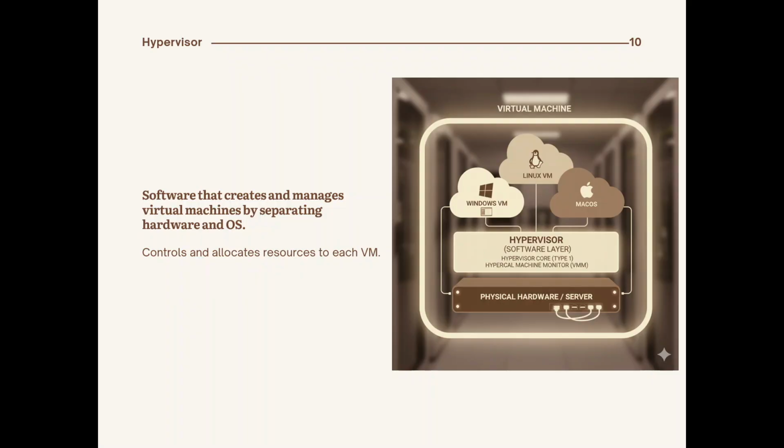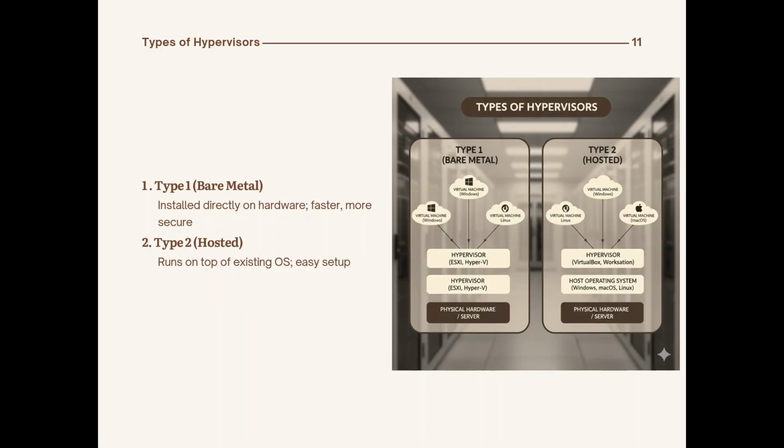A hypervisor is a special piece of software that manages virtual machines. It separates the hardware from operating systems and allocates CPU, memory, and storage to each virtual machine. There are two main types of hypervisors: Type 1, or bare metal, and Type 2, or hosted.